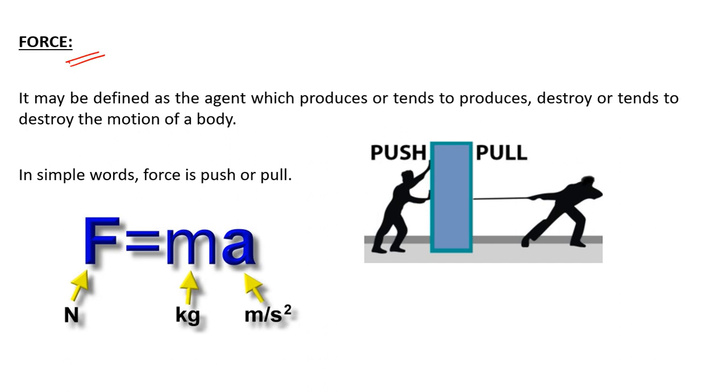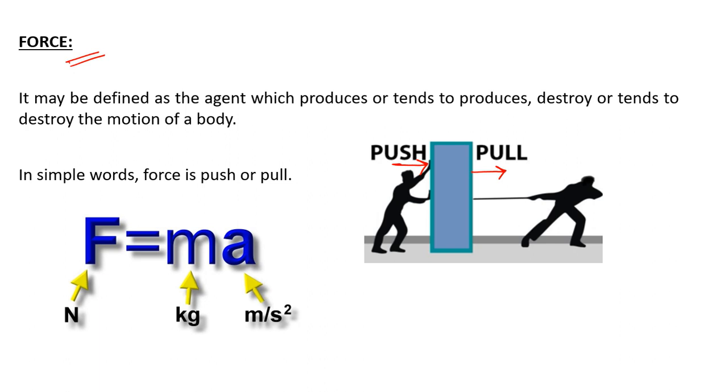Newton's first law already defined the force, which says that it is the agent which produces or tends to destroy the motion of a body. In simple words, we can say that force is a push or a pull. As you see in this diagram, one person is pushing the object and the other person is pulling the object. Basically, they are exerting some force on this body to move it from one point to another.